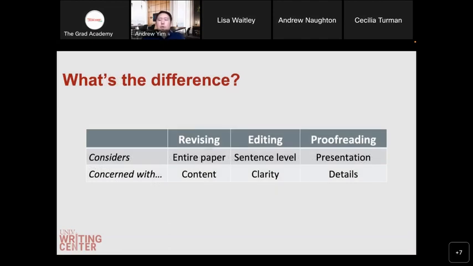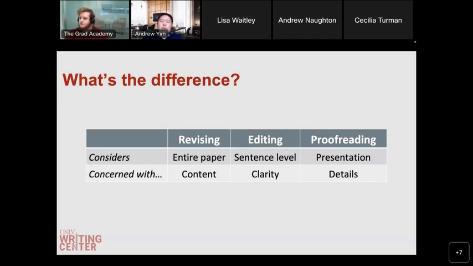So in this table here, we talk about the differences between revising, editing, and proofreading. When we talk about revising, that generally refers to our entire paper, and we're really focused on the content. When you're looking at the overall content of your paper, you're thinking about the organization, the flow, and maybe paragraph to paragraph: do your overall ideas make sense? And if not, how do I go ahead and revise those?